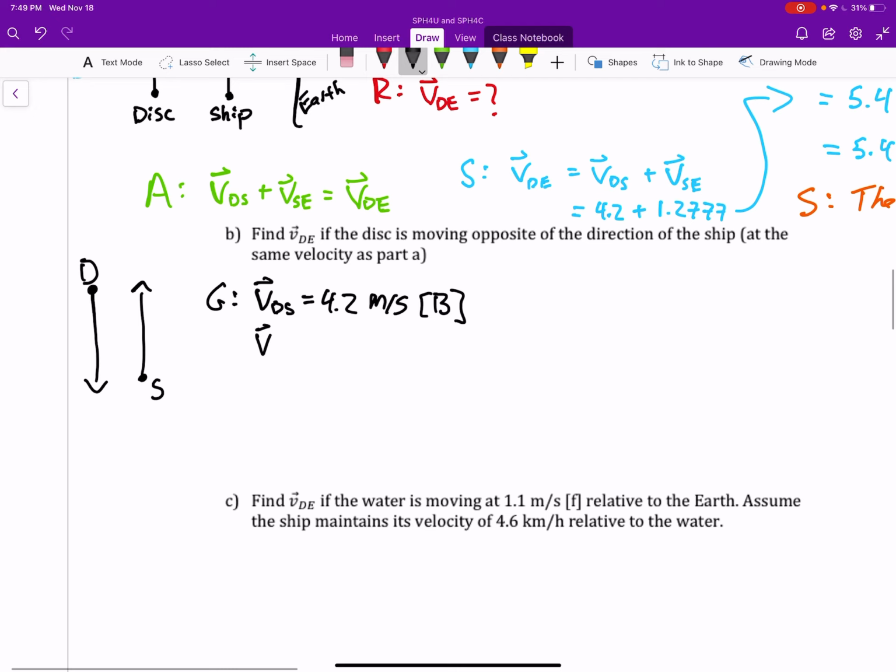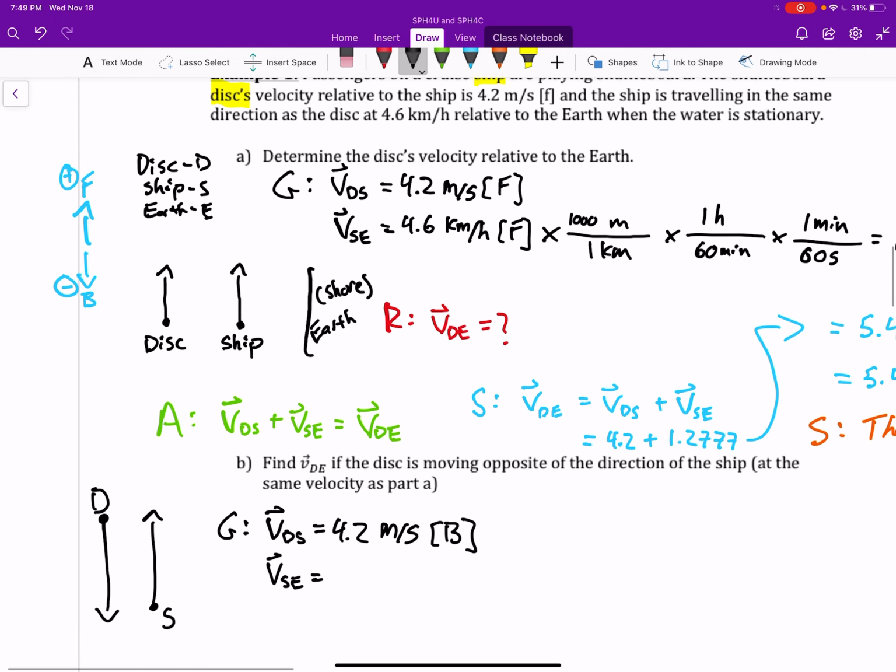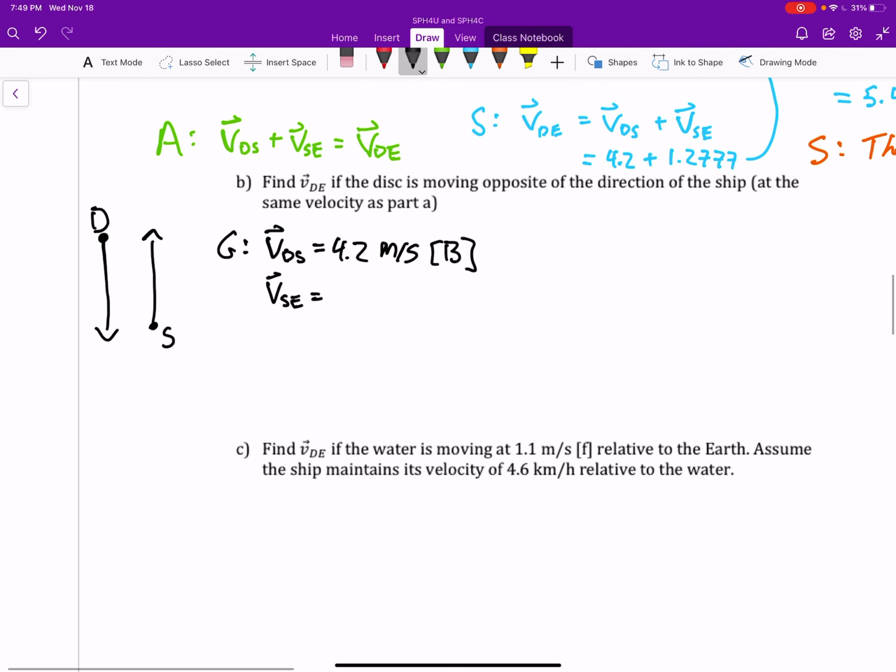The velocity of the ship relative to the Earth, I don't need to do my conversion again, so I'll just write this value, 1.27 repeating. It's 277 meters per second, but this is going forward still. So if we said that it appears on the shore that it's going a bit faster, how do you anticipate this will look if the disk is now moving opposite the motion of the ship?